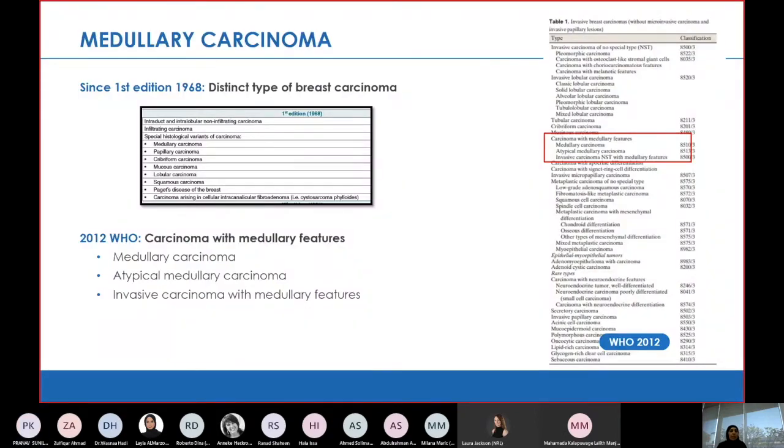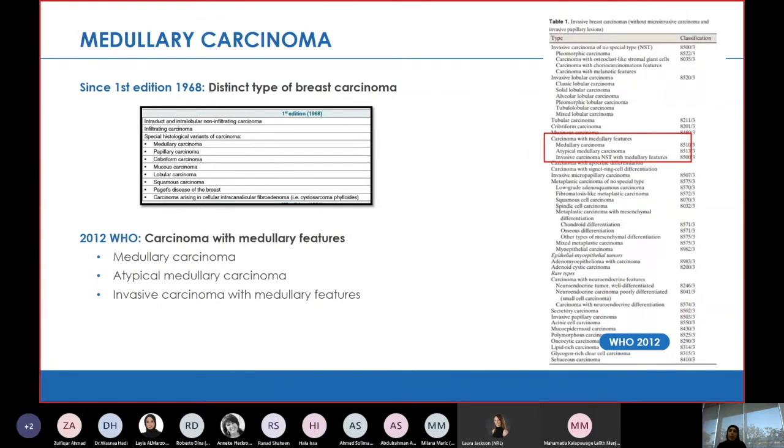Medullary carcinoma as an entity has been recognized since the 1st edition in 1968, and it remained there until even the 4th edition, where it was expanded and called carcinoma with medullary features, and then we had 3 entities or subtypes under this main heading.